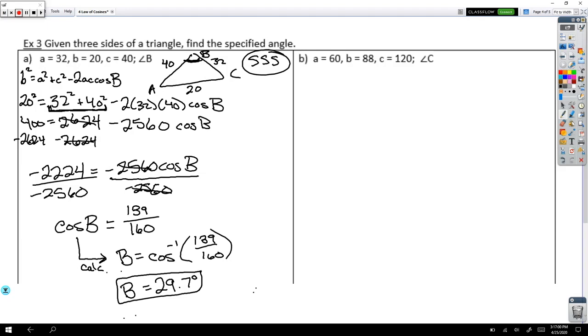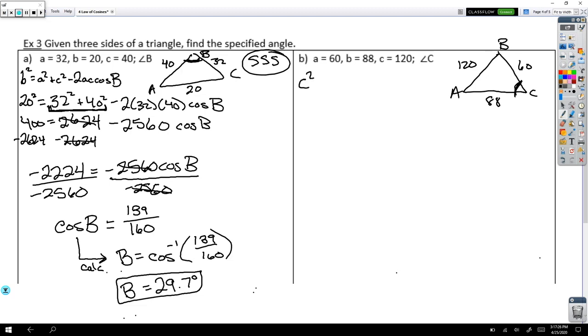So example B, same type of problem. So if you want to try it on your own first, go for it. Go ahead and pause the video. If not, here we go. So set up the triangle. Side A is 60, side B is 88, and side C is 120. And we're trying to find angle C.